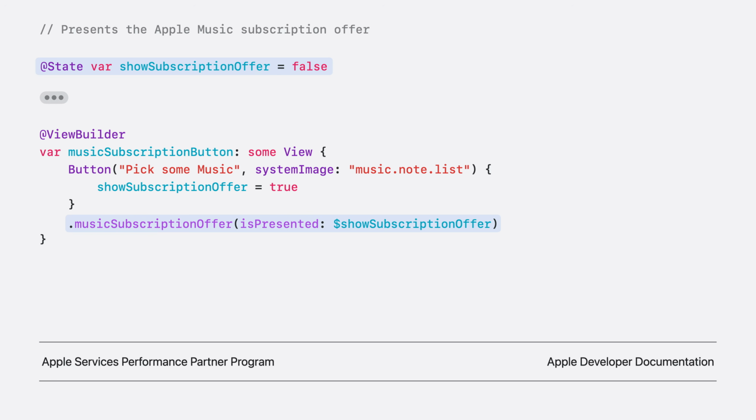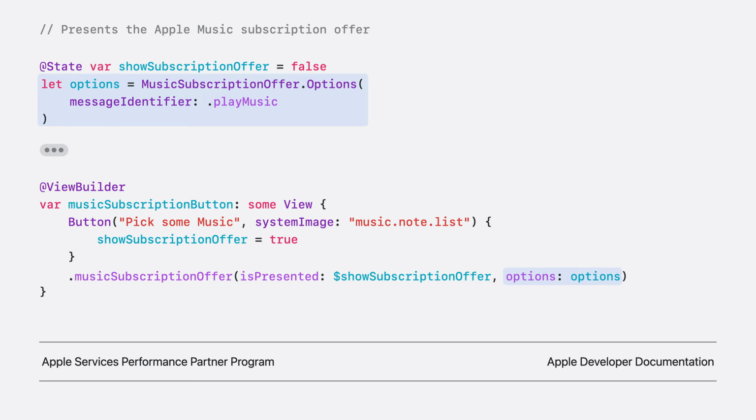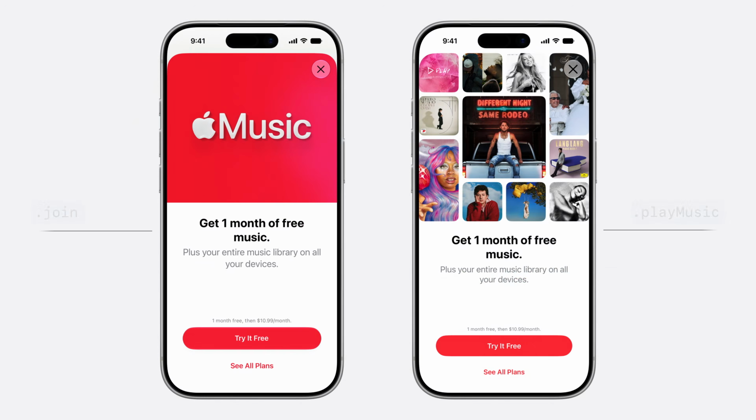You can specify your information for this program in a music subscription offer option structure and pass it into the view modifier. The option struct also allows you to set a message identifier, which changes what UI is presented. Since my ultimate goal is to play music, I'll set the message identifier for my options as play music. You can customize the message identifier to have different UI treatments for your use case.